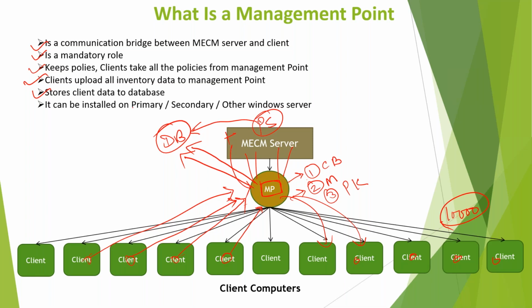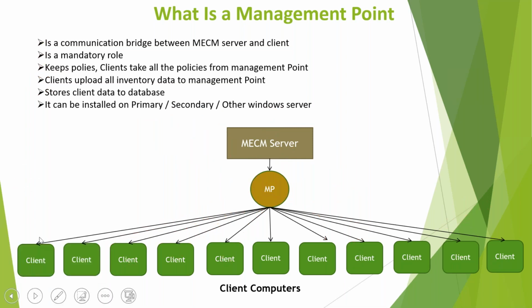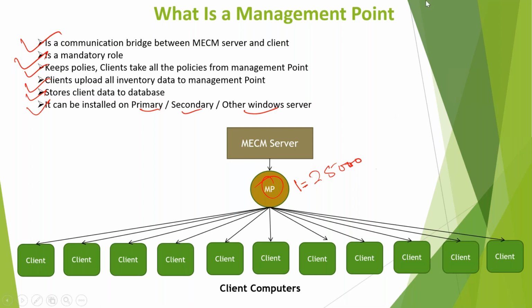And where can you install that role? You can install it on the primary site, secondary site, or any other Windows server. That's the management point, guys. Point number one, it's a communication bridge and a mandatory role. It keeps all the policies. The client uploads all the inventory data. It stores the data in the database. It can be installed on primary, secondary, or any other Windows server. One management point can handle 25,000 client machines. Is that clear?